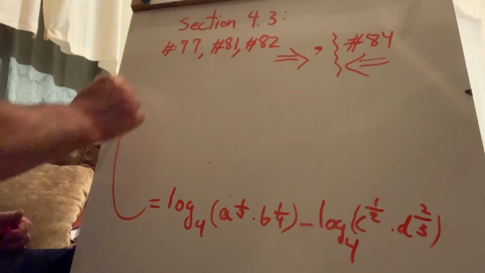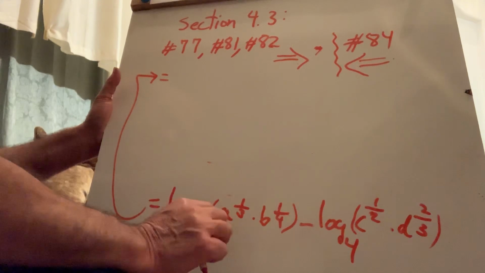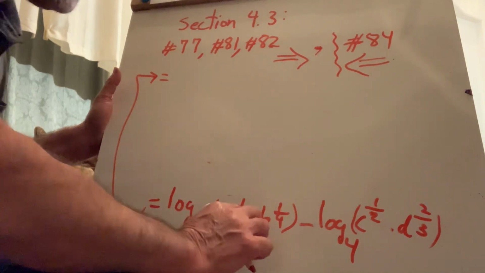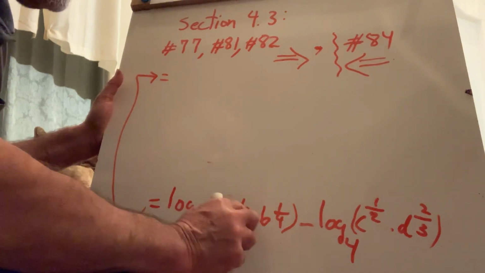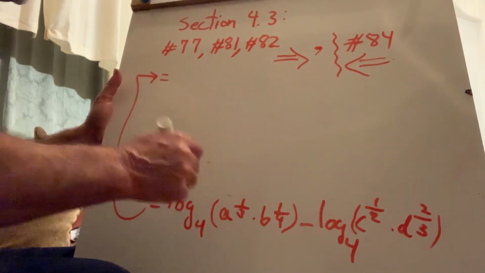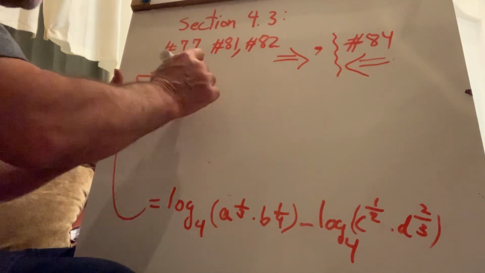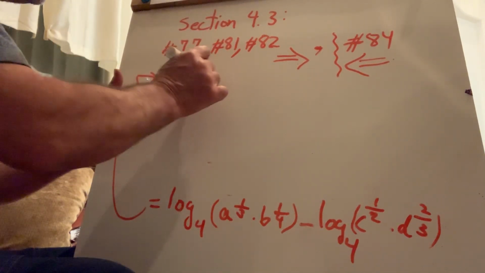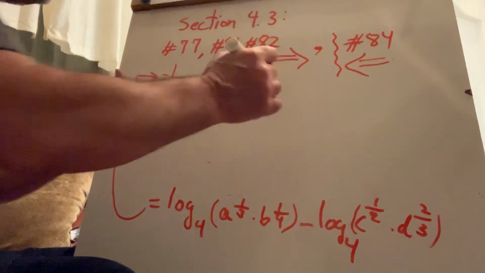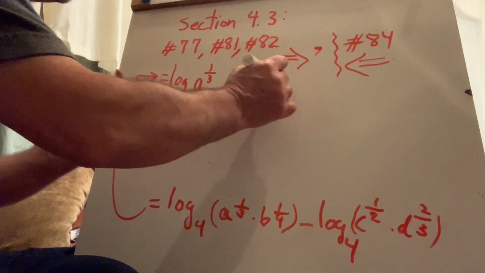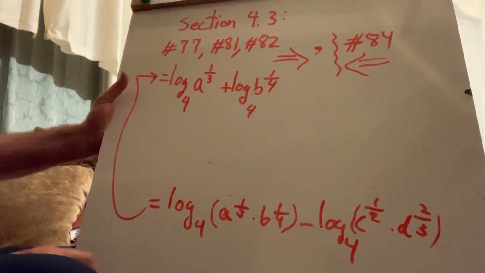Okay, so from here, first I'm going to remove this product. And don't forget that the product property says the log of this product becomes the sum of their logs. In other words, log of the first factor plus log of the second factor. So it's going to look like this: log base 4 of a to the 1/3 plus log base 4 of b to the 1/4. So there is your product property applied to this first logarithmic term.